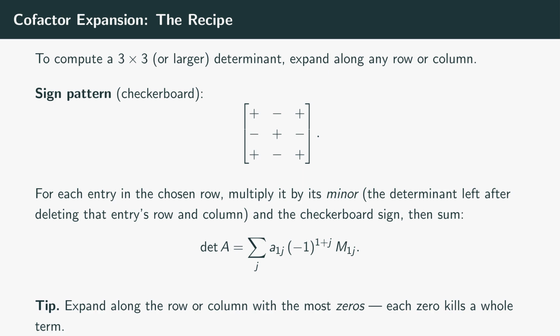The practical tip that saves enormous effort is to expand along whichever row or column has the most zeros, because every 0 entry kills its entire term before you compute anything. A row with 2 zeros turns a 3-term calculation into a single term. We will use exactly that trick in the worked example coming up, expanding along a top row that happens to carry a convenient 0.